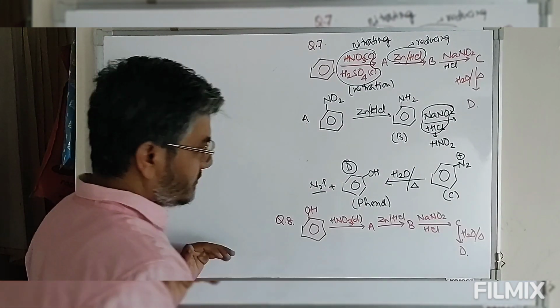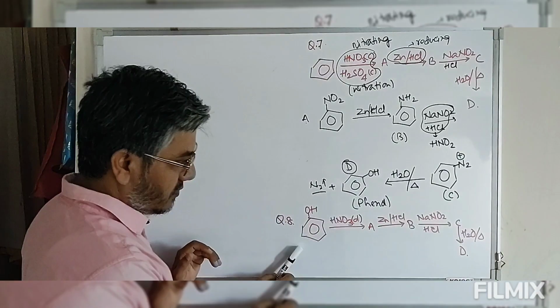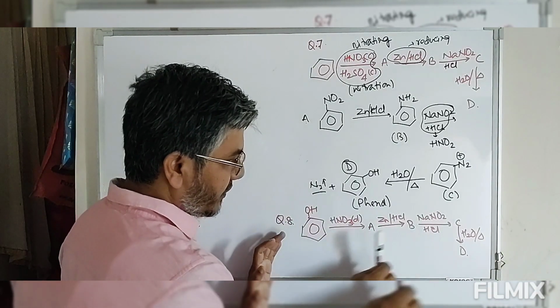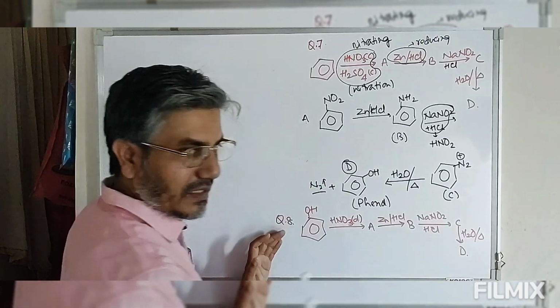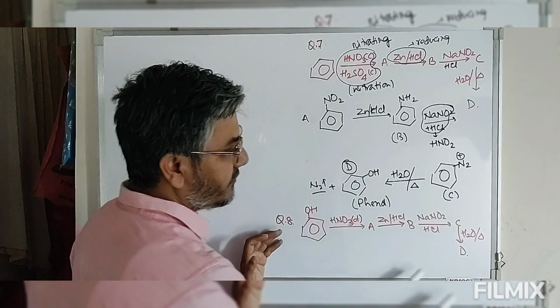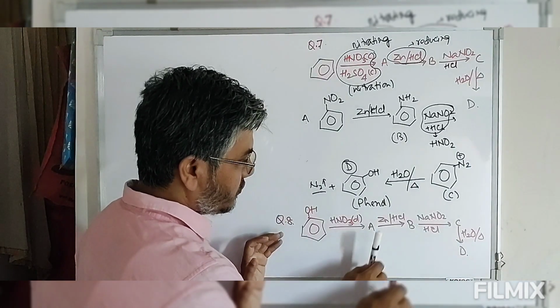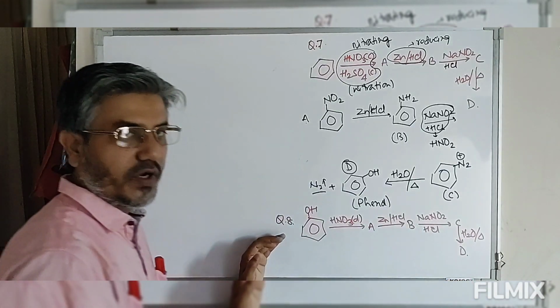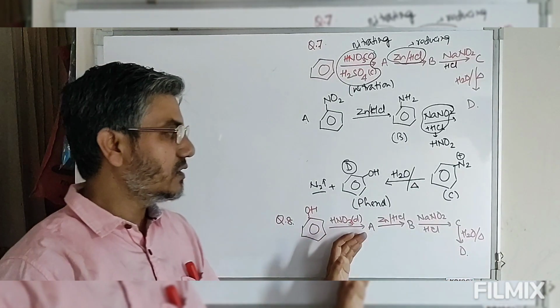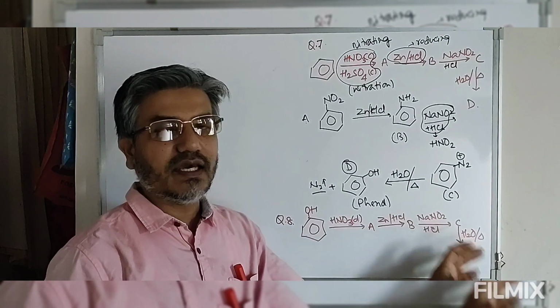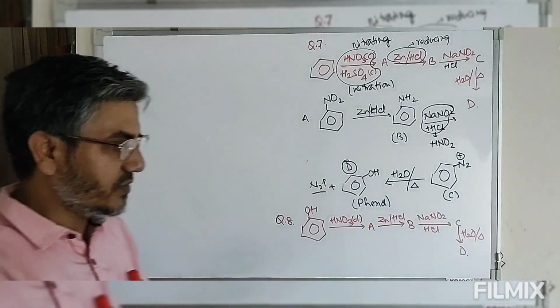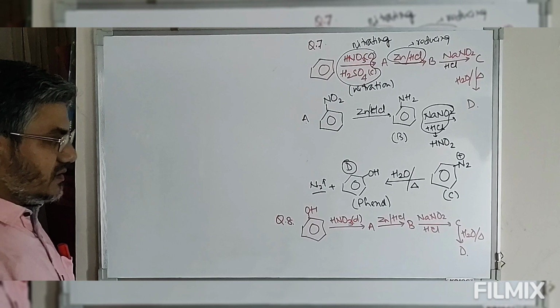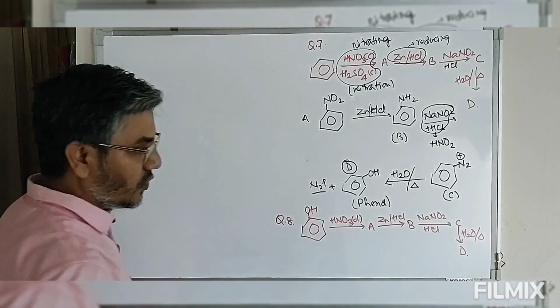In the next problem, we are starting with phenol. Phenol by this sequence of reactions is converted into product D. Now we have to identify what is the product D. Between this we have A, B, C. So we have to identify what is the structure of A, B, C and D formed in this particular sequence of reactions. Starting compound is phenol.